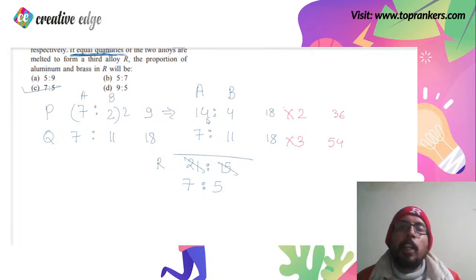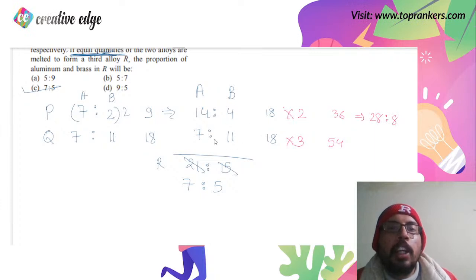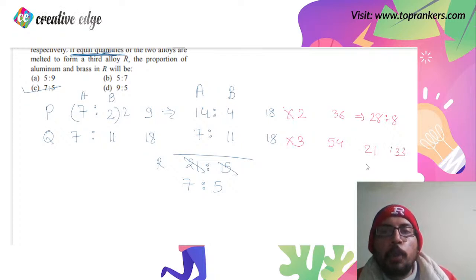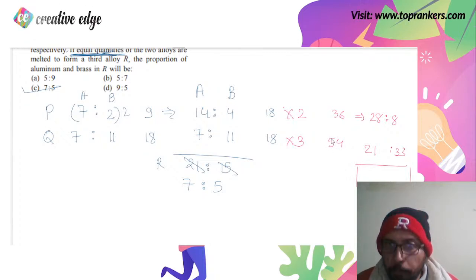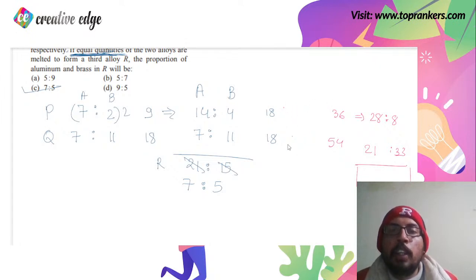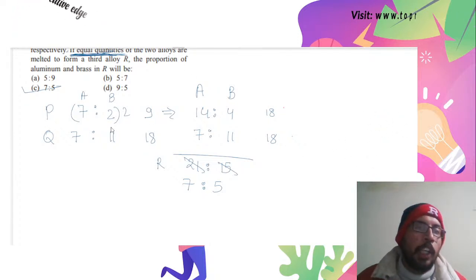So this ratio will become 28:8, and you will multiply by 3, it would be 21:33. And now you should be adding them in order to get the new ratio after mixing in the ratio 2:3. Right? So I hope you have understood this. How do we convert them into some ratio, some random ratio? Okay.